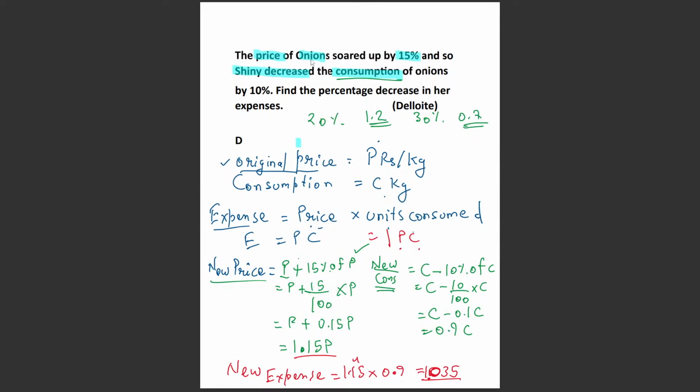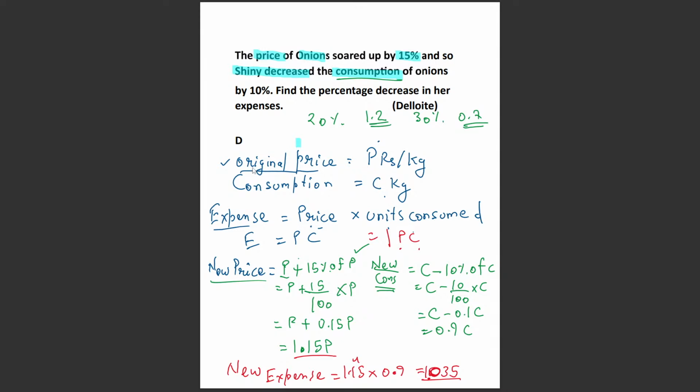Now let us move ahead. The next question: price of the onion over here. We are just revising the concept we have already done in the previous session. The price of onion increased by 15%, so Shiny decreased the consumption of onion by 10%. Okay. So 15% price increase means what?